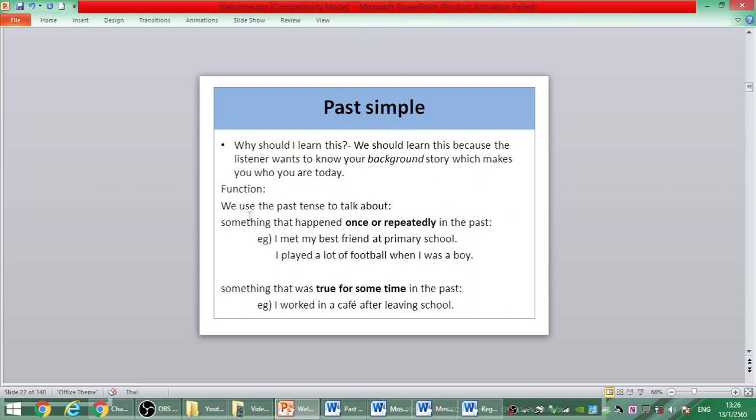And the function of the past simple: we use the past tense to talk about something that happened once or repeatedly in the past. Example: I met my best friend at primary school, or I played a lot of football when I was a boy. And also for something that was true for some time in the past. Example: I worked in a café after leaving school.